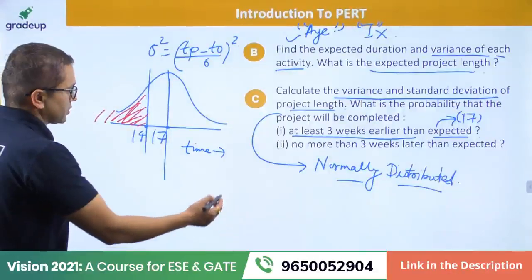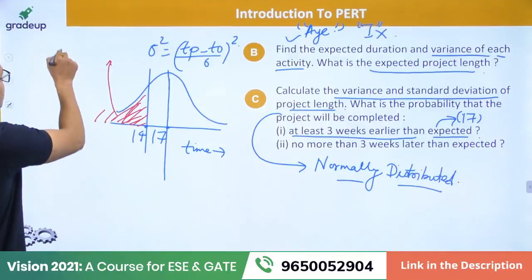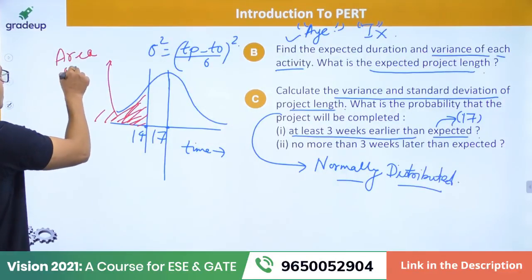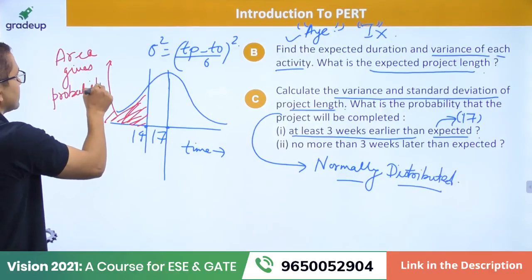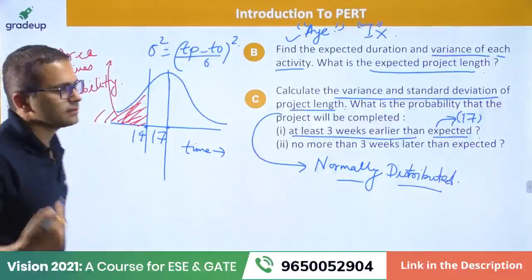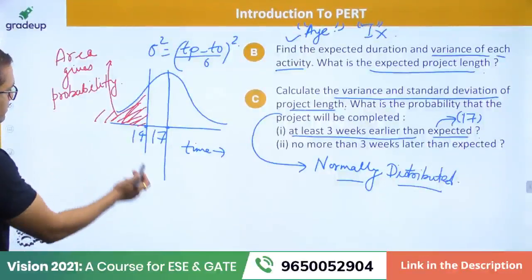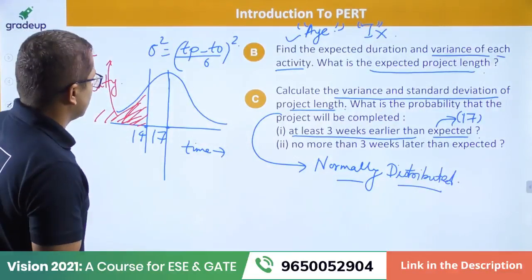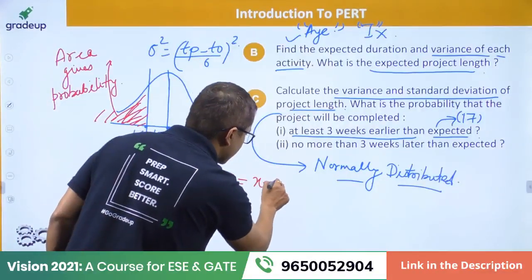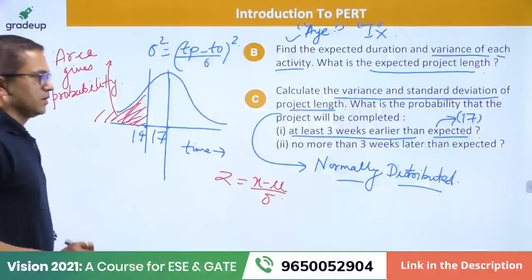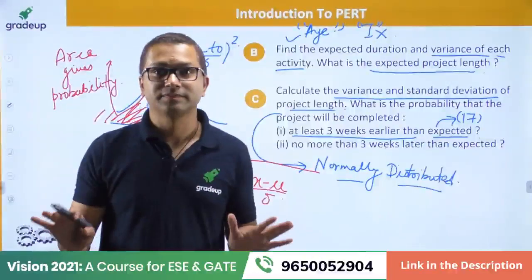So whenever we are talking about, let's say, normal distribution, this area, you should remember this area gives probability. Again, this is mathematical. We are going to talk about this in mathematics, all right? So just remember that this area gives probability, okay? Now, because it's normally distributed, there's something called Z that is given by x minus mu upon sigma. Whenever we are talking about normal distribution, we are going to calculate Z.